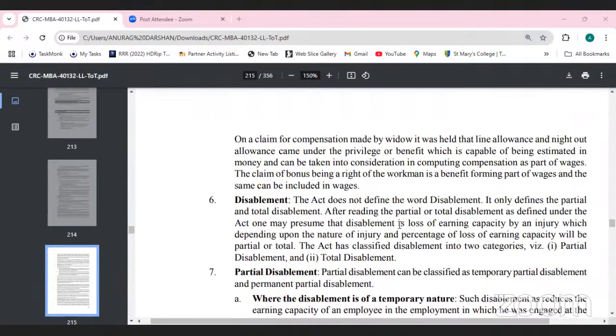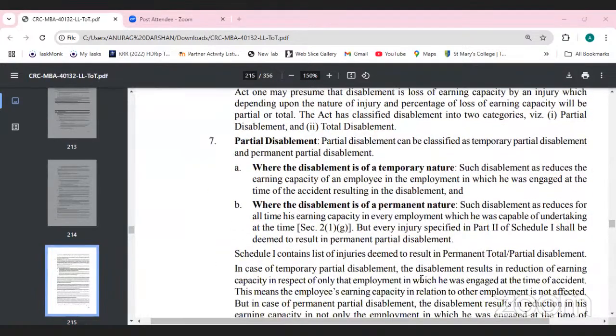So we are discussing the disablement. We have to continue with the definition. The disablement can be partial disablement or total disablement. The partial disablement can be classified as temporary or permanent. If the disablement is temporary, it means that for the time where he was engaged in the employment, he is not able to earn for the period, maybe 1 month or 2 months.